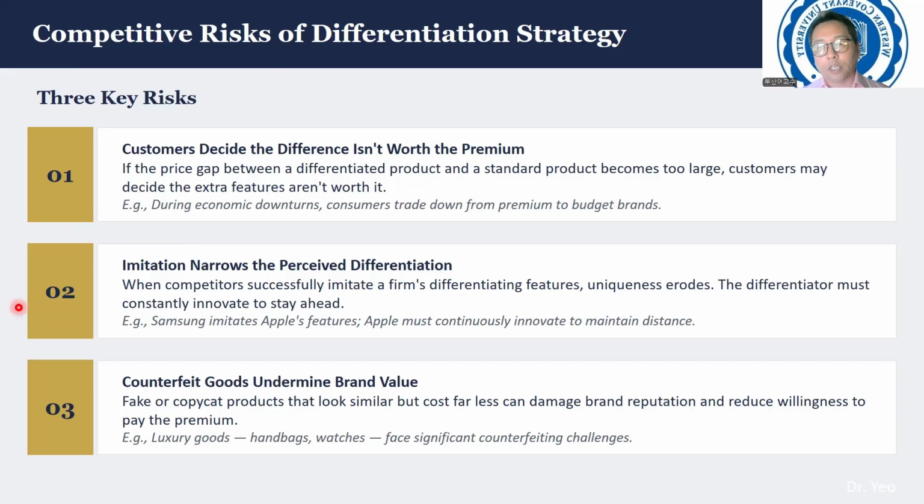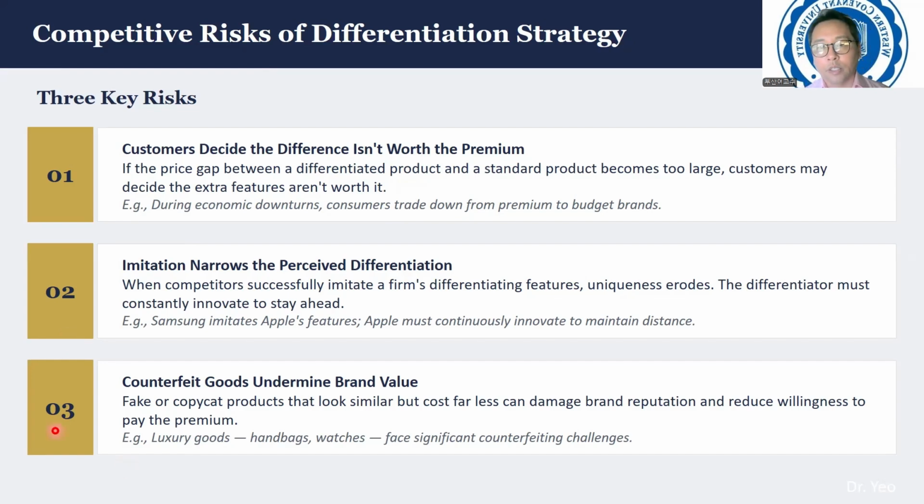Risk two is imitation. Like the Apple case, when competitors successfully mimic the differentiation features, customers start asking, why should I pay more for Apple, right? So differentiators must innovate continuously. Standing still means falling behind.